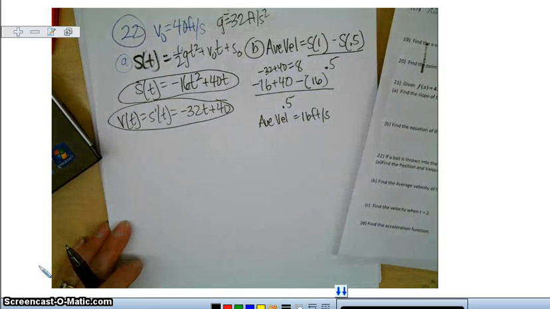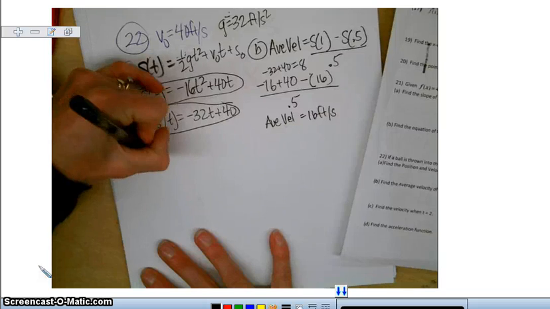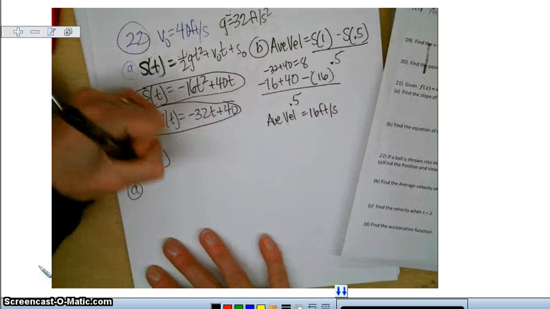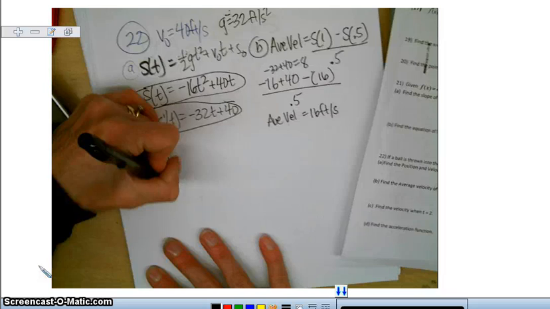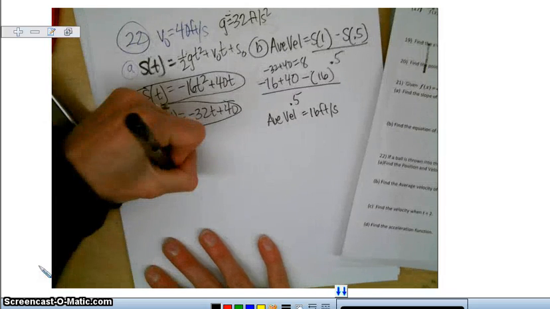And then for part C, you just find v of 2. And then part D, you find the derivative, the acceleration function is the derivative of velocity.